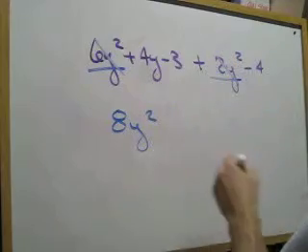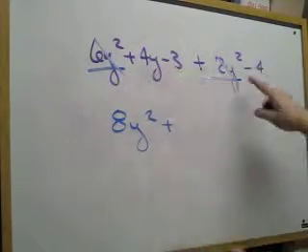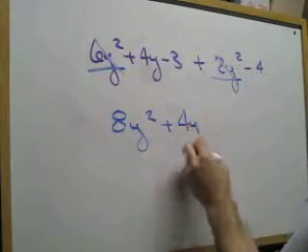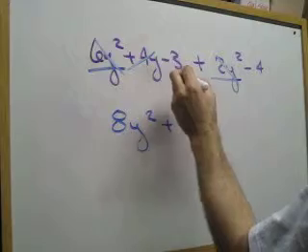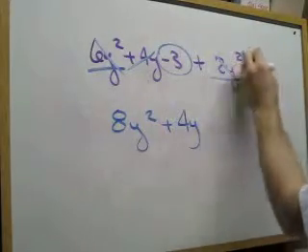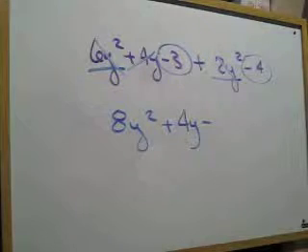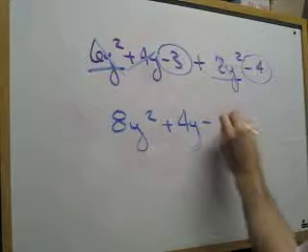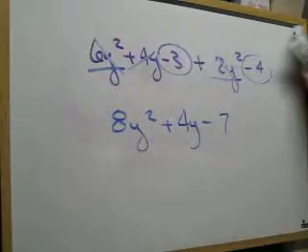Get rid of those. A 4y, we don't have another 4y. There aren't any other y's in here, so we just leave it alone. You can't combine it with anything, you just leave it alone. Okay, so we get rid of that. Now I have a negative 3 and a negative 4. Negative 3, negative 4, when the signs are the same, you add the numbers and you put the sign on there. So we end up with 8y squared plus 4y minus 7.